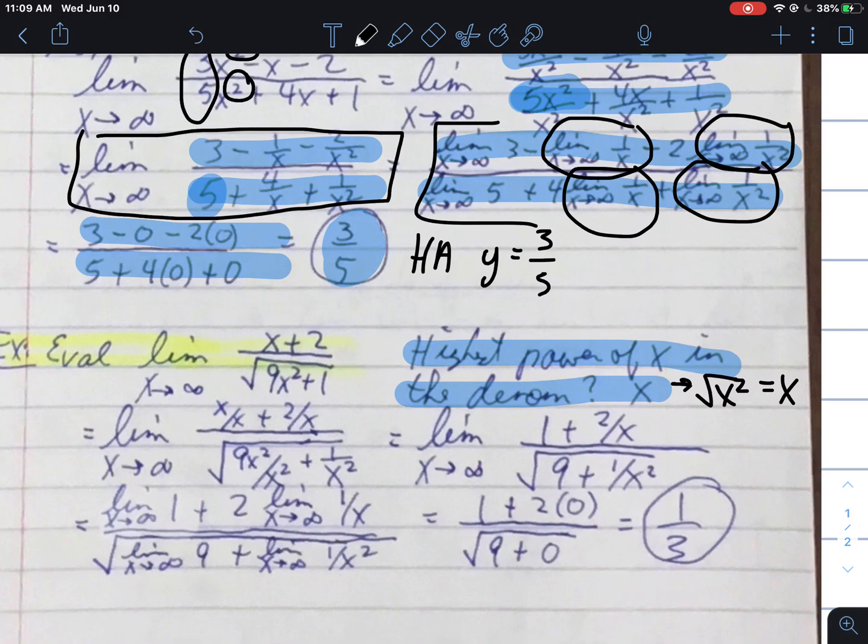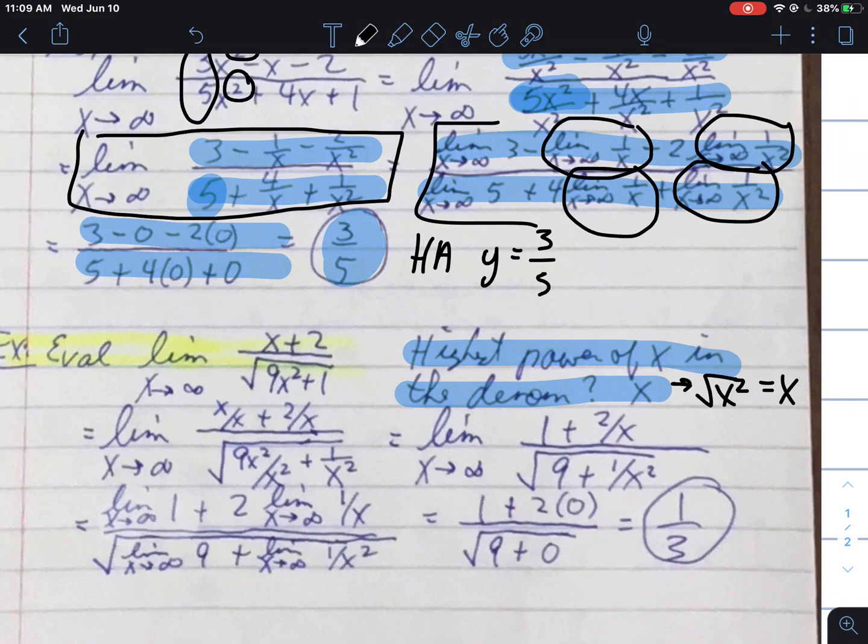My point being, because that x squared is under the square root, the highest degree of the variable is not x squared. The highest degree of the variable is actually x, because when you pull that x squared out of the square root, right, it's x. So I'm dividing the numerator by x, notice, x over x plus 2 over x. I'm still dividing in the denominator by x squared, but it's under the radical. And because it's under the radical, that square root of x squared is actually x.